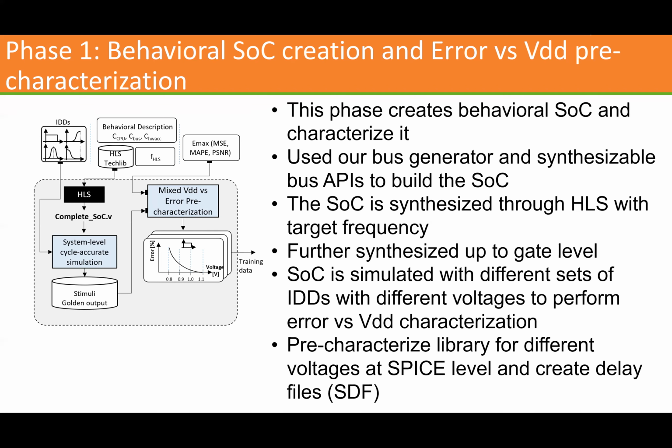After the simulation of the SoC with different IDDs, we'll do the pre-characterization of the gate level library. What we do is simulate the library at SPICE level at different voltages, get all the delay information, and create different SDF files for different voltages. Including these SDF files, we do the gate level simulation on different IDDs, and we'll get the error versus VDD exploration data.